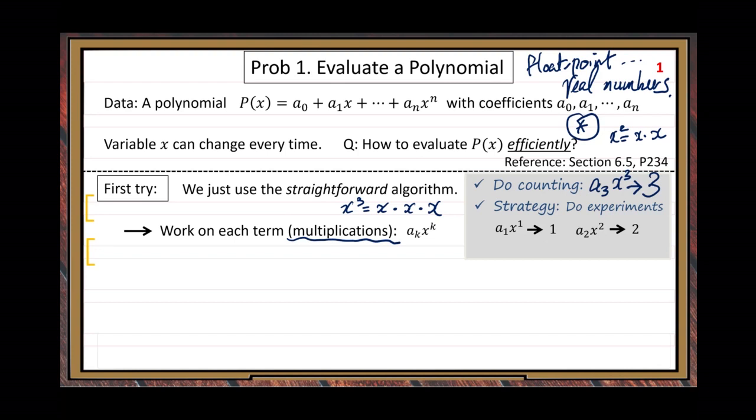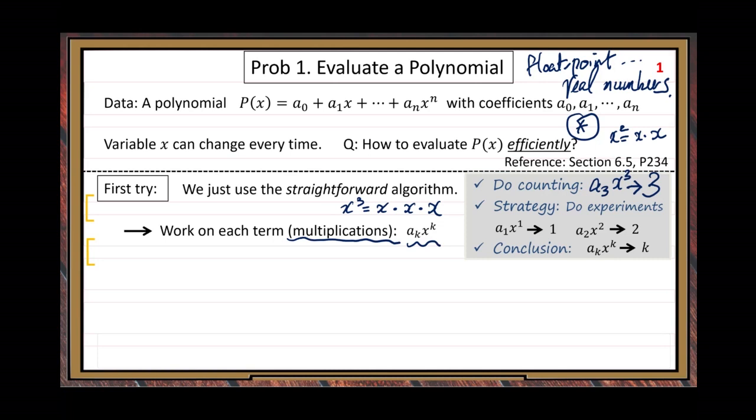Is it enough after these 3 experiments? Is it enough to get a conclusion? How many multiplications do we need to find this typical term? The conclusion: the answer is k. So here you can see the simple strategy is very effective.